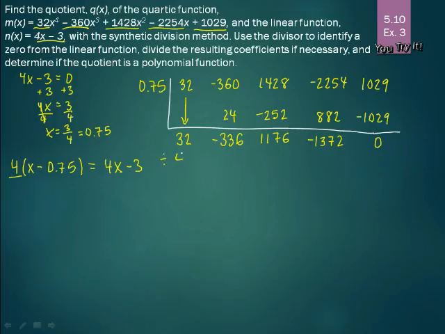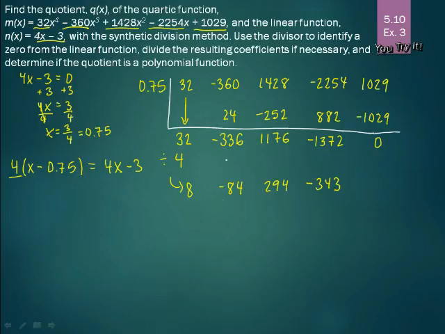And so doing that, then we get 32 divided by 4 is 8. Negative 336 divided by 4 is negative 84. 1176 divided by 4 is 294. And negative 1372 divided by 4 is negative 343.